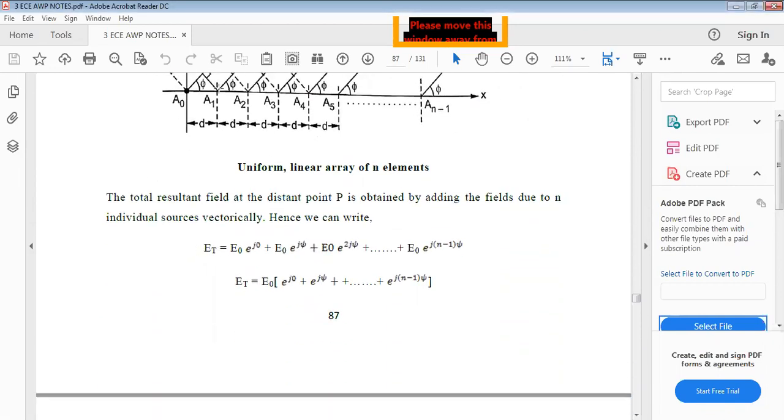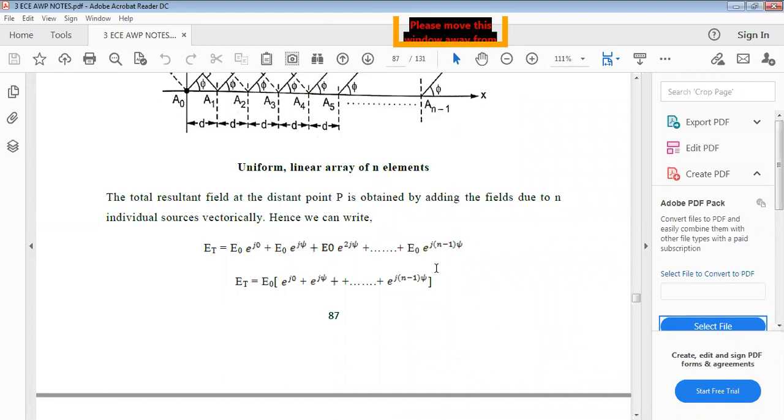Simply, the resultant field strength is the sum of the field strengths due to the individual point sources. E naught into e power j0 psi, j1 psi, 2 psi, 3 psi, up to the n minus 1 element, which is e power j of n minus 1 psi. And here the point is all those point sources are identical. That's why the resultant field strength of all those point sources is also equal, considered as E naught.